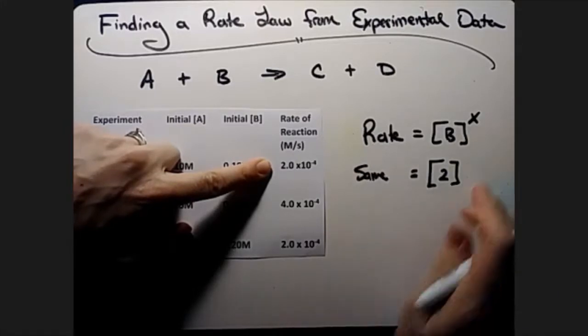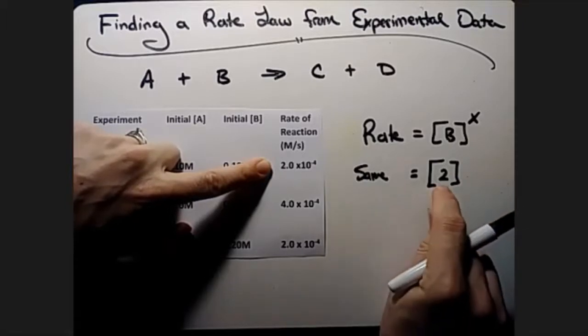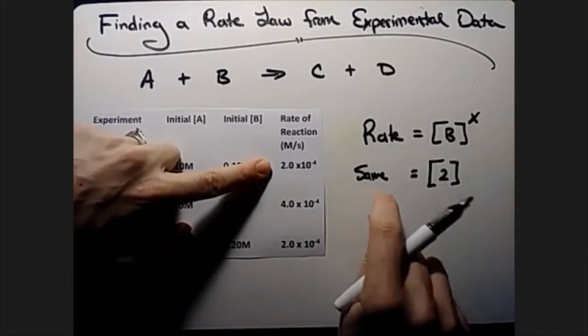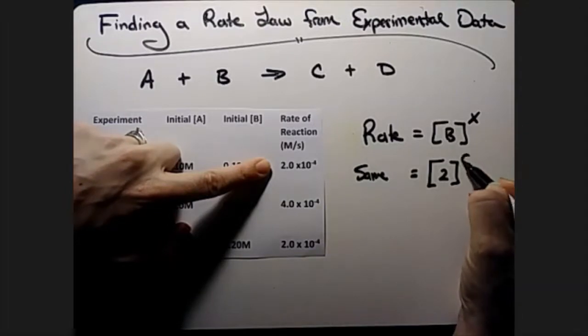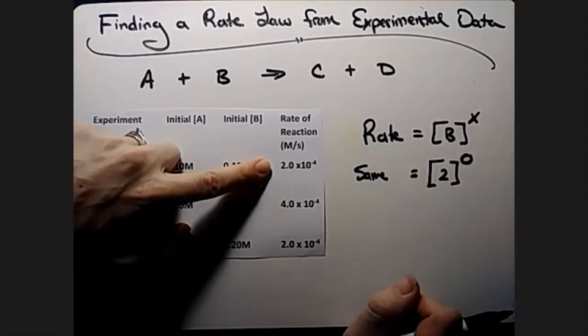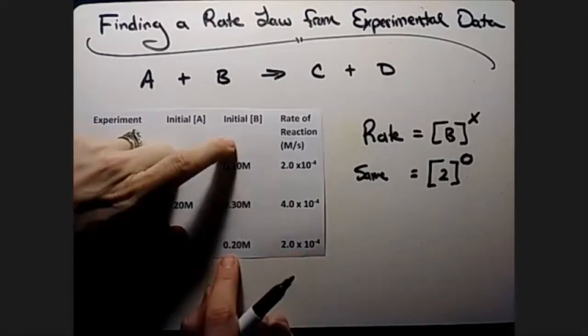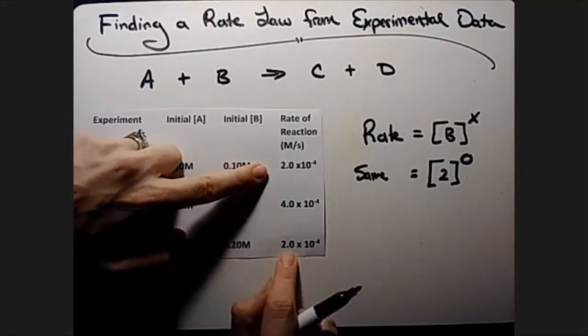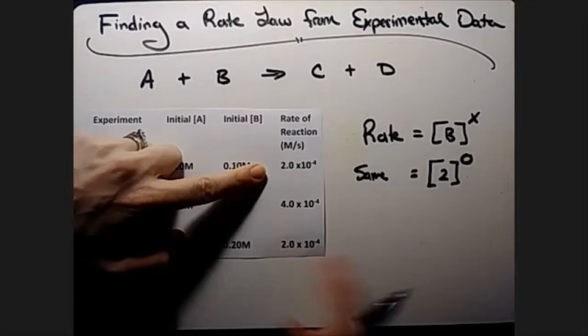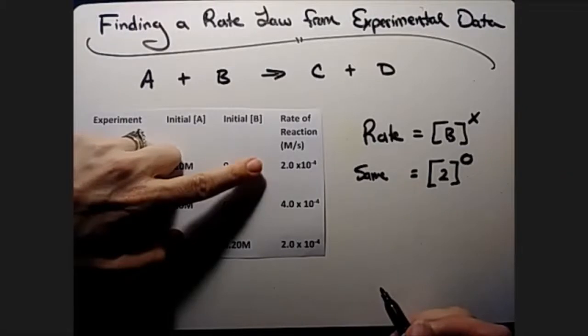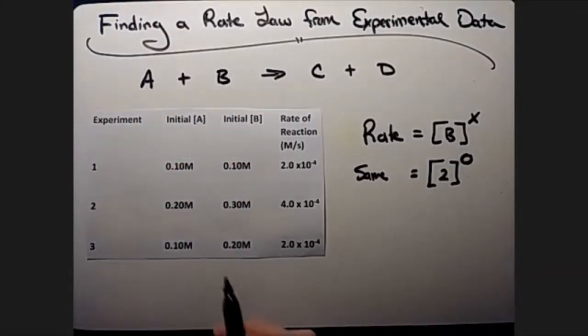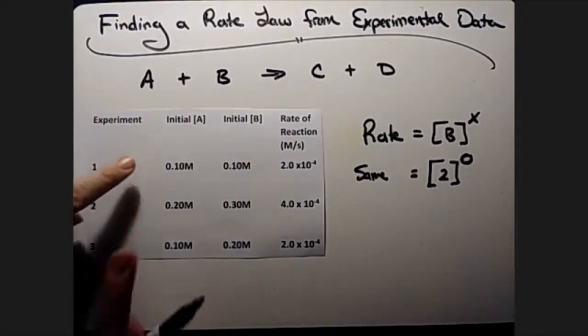Well, then what should the order be? If I change this concentration and absolutely nothing happens to that rate, my exponent can only be one thing, and that is 0. In other words, changing the concentration of B absolutely does not affect anything with this chemical reaction. So far I know that the order with respect to B is 0. Well, let's rinse, repeat, and let's see if we can figure out now what's happening with the concentration of A.